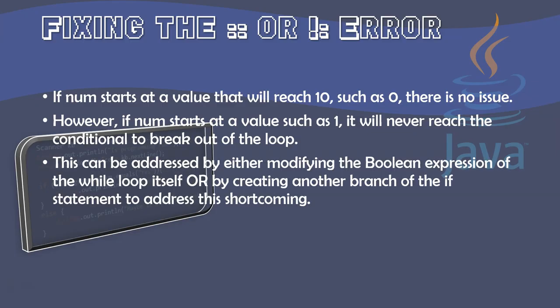This can be addressed, of course, by either modifying the Boolean expression of the loop itself, because remember, it was just while true. So we could, of course, modify that to have some sort of value that's going to allow that to exit out of the loop. Or we can create a branch of the if statement to address the shortcoming. We could still keep our if it's 10, we're going to break out. And we could have an else or an else if that maybe has an inequality expression. So maybe it's like else if num has reached 100, we're going to exit out of this loop. So there's still some sort of stopgap to keep it from going onward.